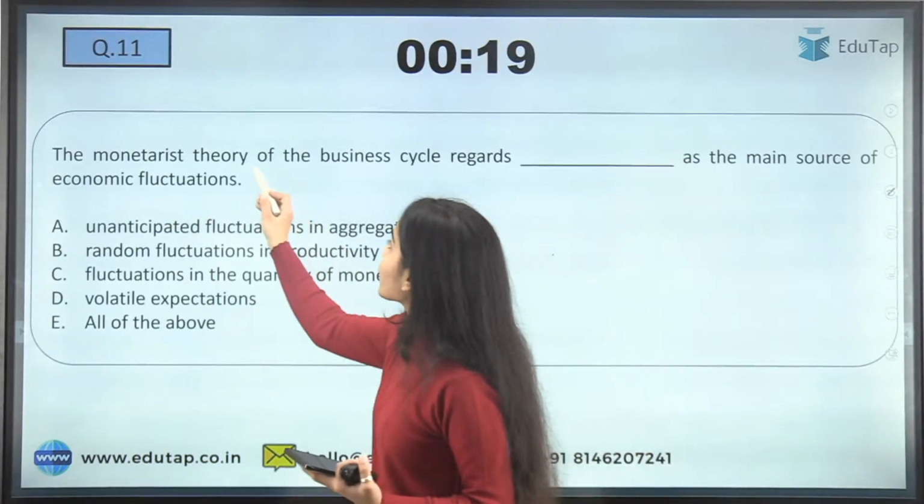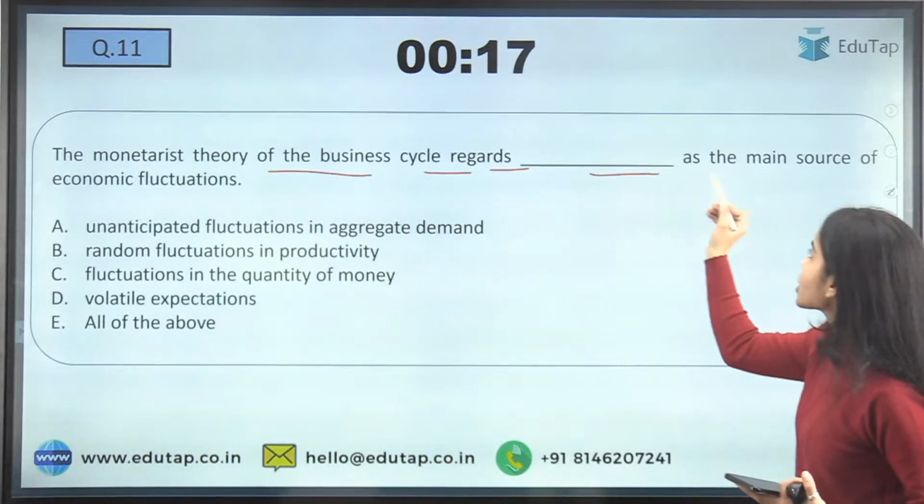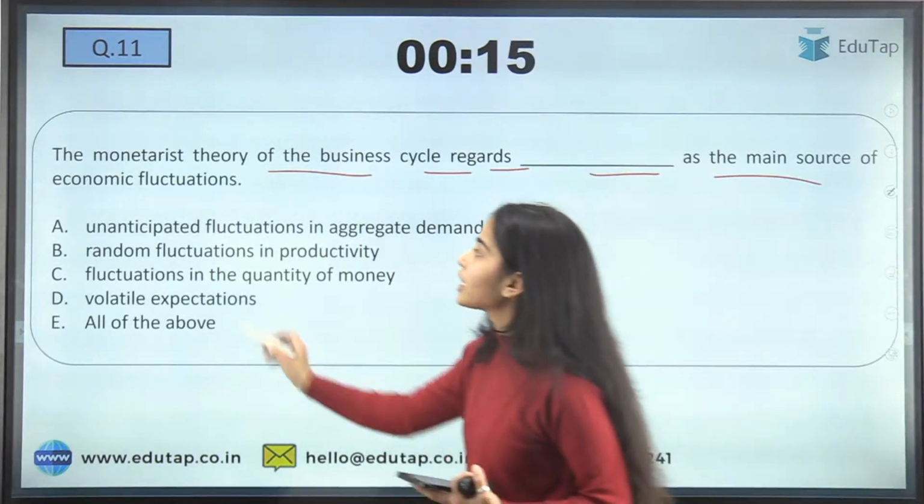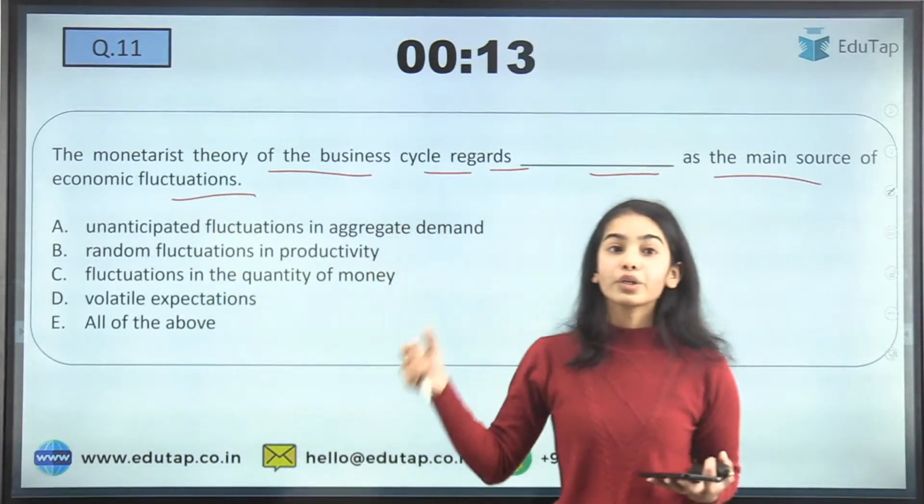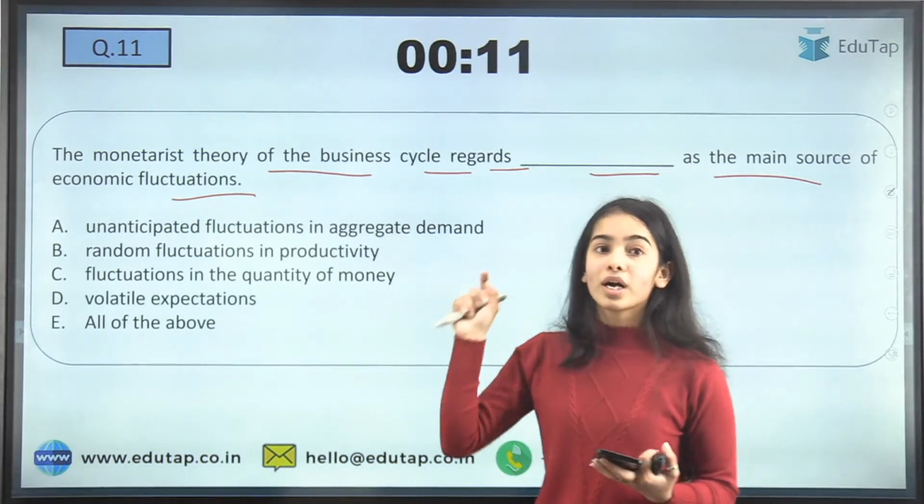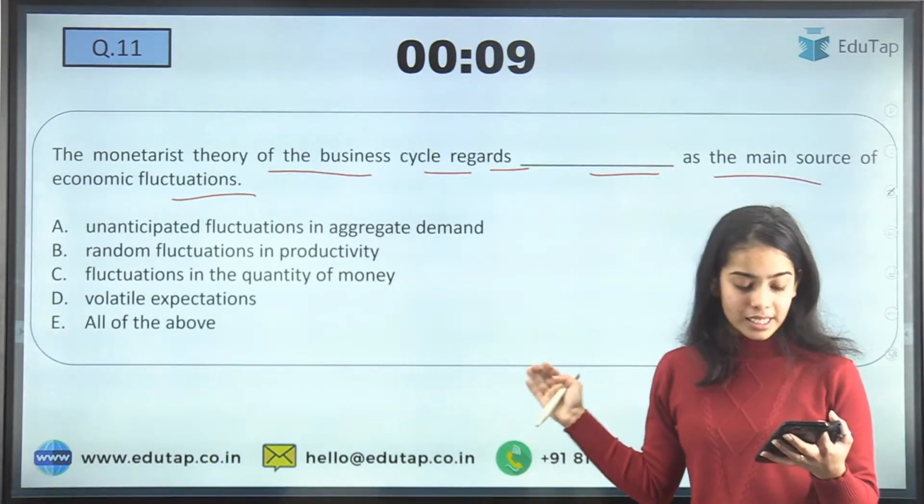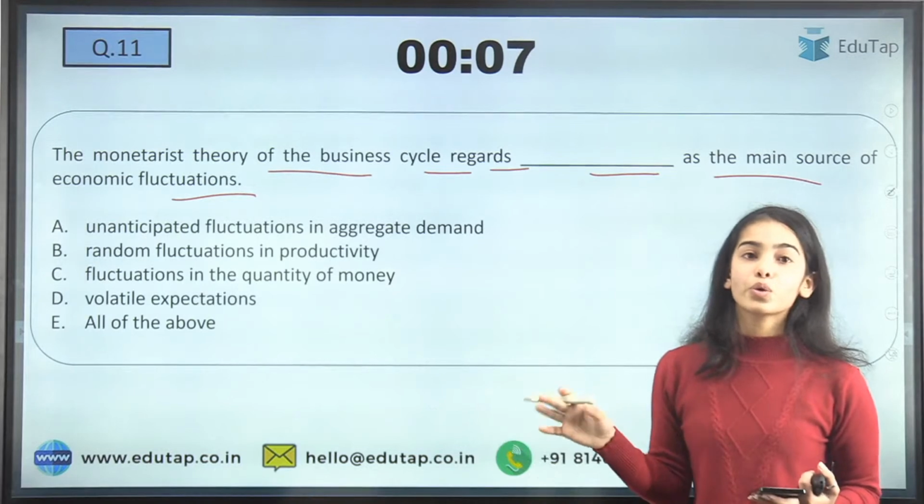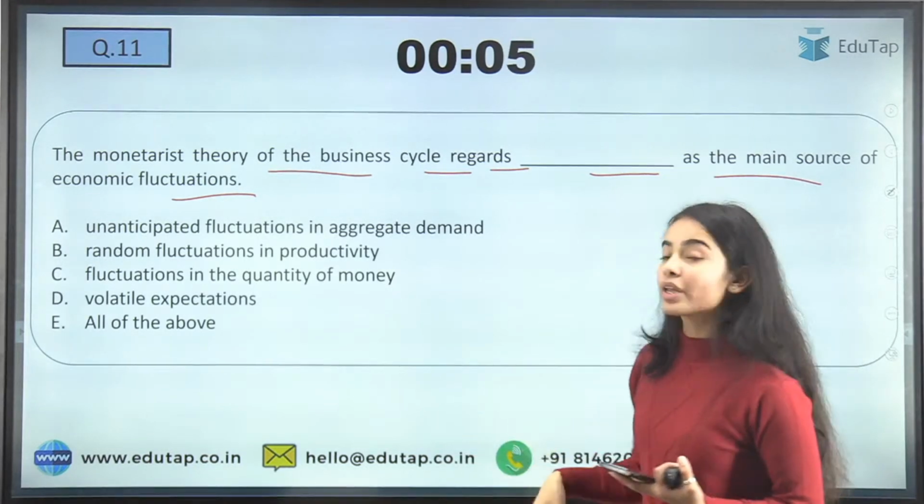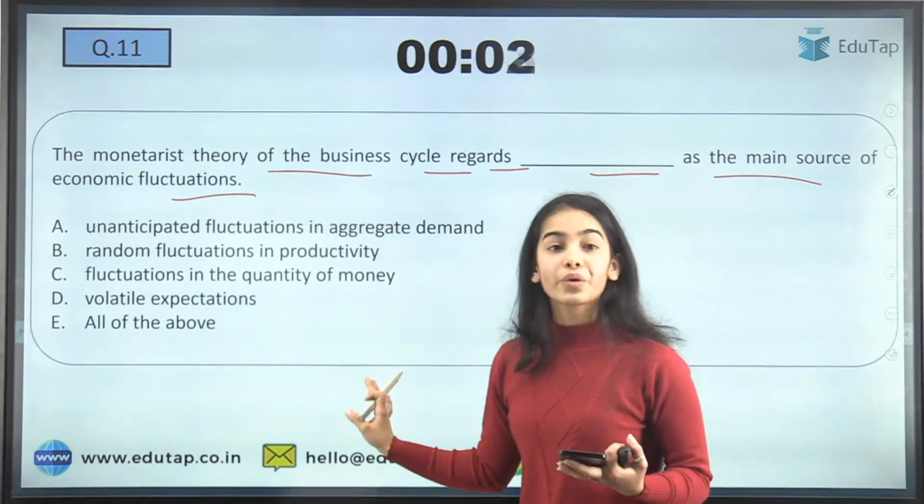So the monetarist theory of the business cycle regards dash as the main source of the economic fluctuations. So according to the monetarist theory, what should be the right answer? This is an easy one. Even if you know a little about the monetarist, you will be able to answer this question. So try to answer this one.